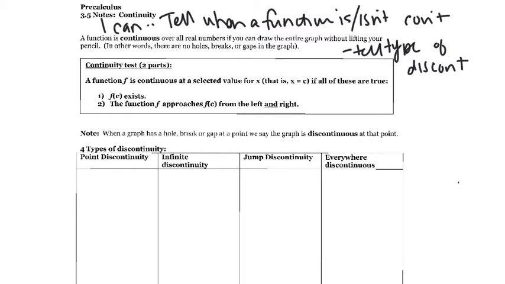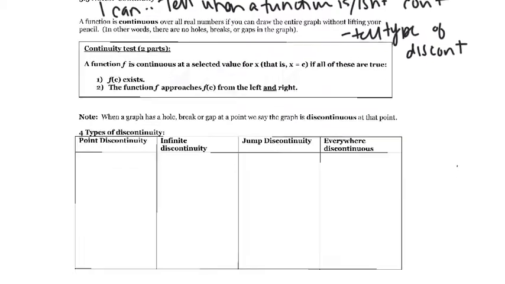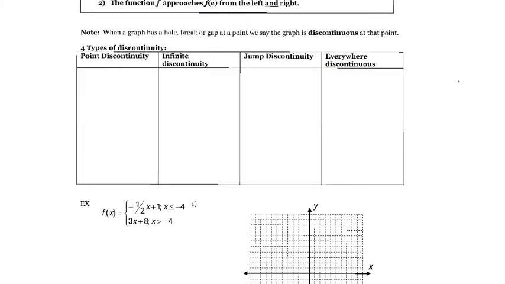It means like as you come upon this value from the left or from the right, as you're traveling on a graph, you never have to pick up your pencil on either side. And if I plug in that number, you can get an answer. So if you ever have to pick up your pen when you're drawing, it's discontinuous. And so that's kind of where we're starting at here. So if a graph has a hole, a break, a gap, we say it's discontinuous at that point.